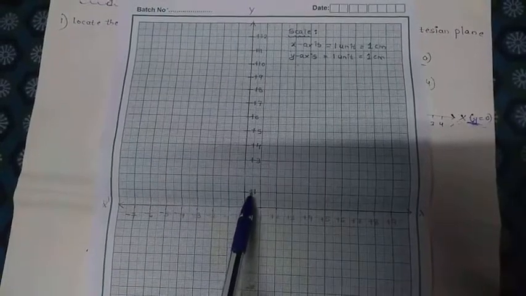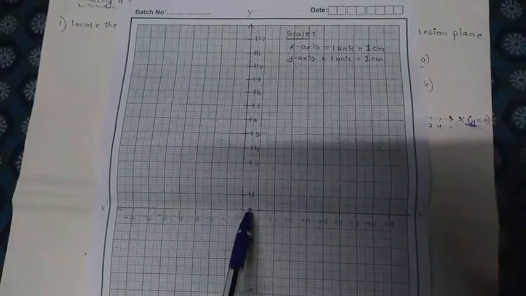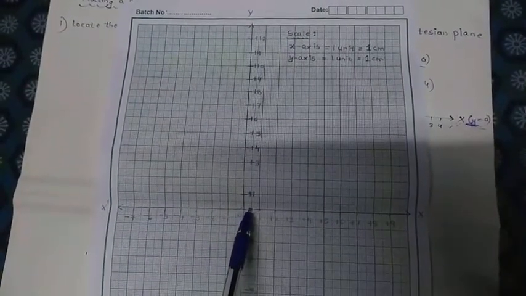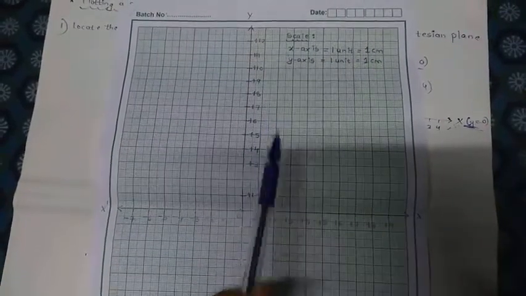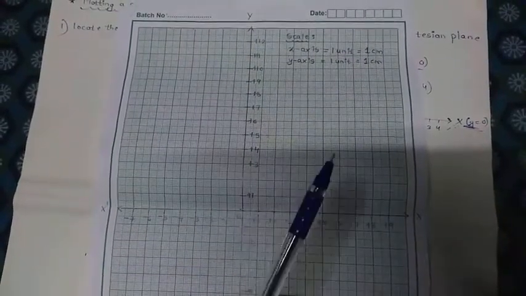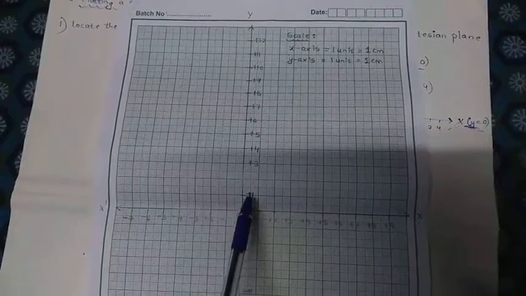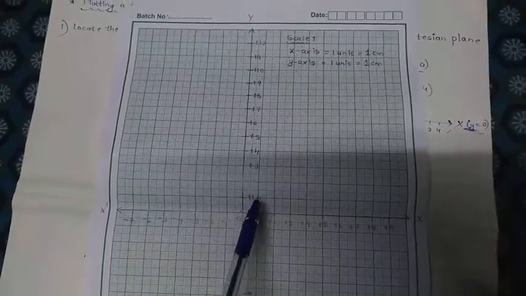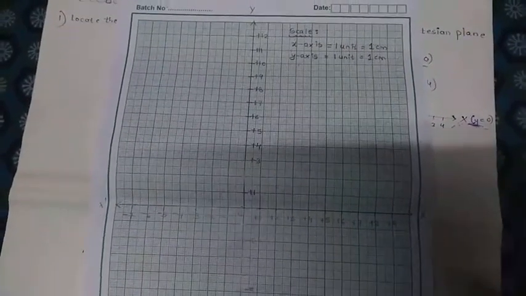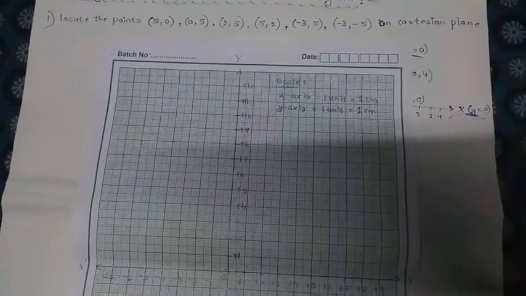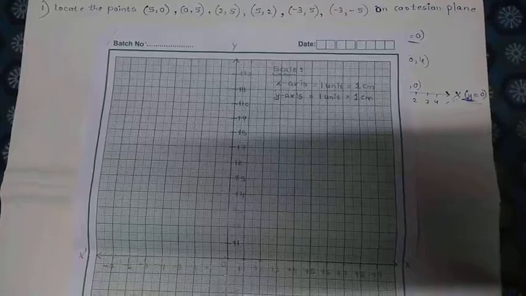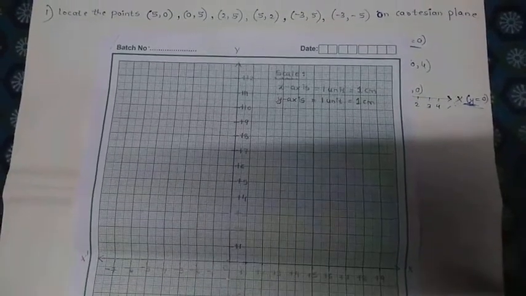Similarly you will have 10 lines in this box as well. Each line will be 1 millimeter, and 10 lines into 1 millimeter equals 1 centimeter. So on the x-axis 1 unit equals 1 centimeter and on the y-axis 1 unit equals 1 centimeter. The importance of writing the scale is very great, and you have to write the scale for every problem that you are going to solve on the graph.